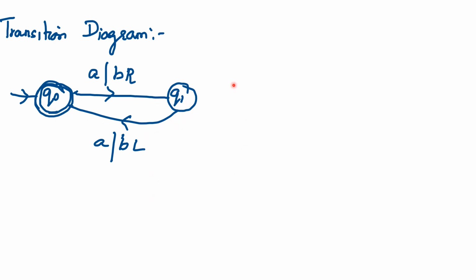Okay. So this is a way of designing Turing machines. Next class, in the next video, we will see the next problem, one more problem. Thank you.